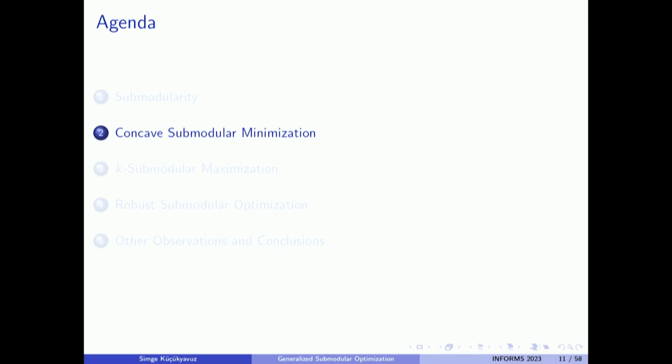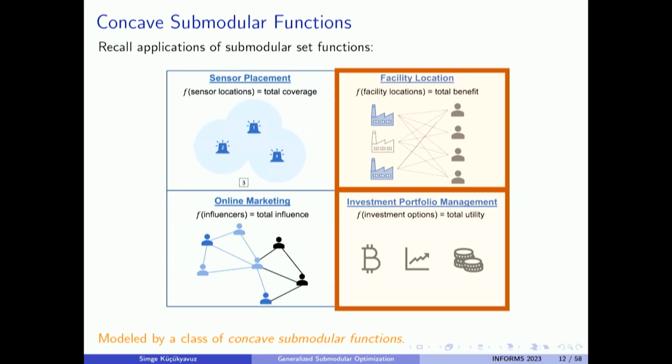minimization. So with the preliminaries out of the way, we can talk about the first class of problems I'd like to talk about, concave submodular minimization problems. So the facility location problem I referred to, and also one class of investment portfolio management problems, can be modeled as concave submodular functions.